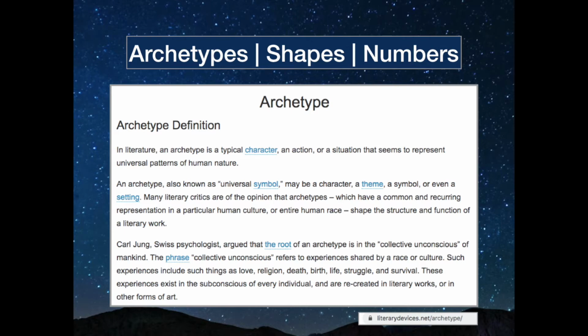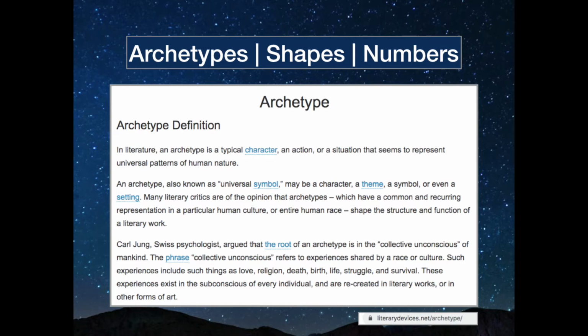Archetypes, shapes, and numbers. In literature, an archetype is a typical character, an action, or a situation that seems to represent universal patterns of human nature. An archetype, also known as a universal symbol, may be a character, a theme, a symbol, or even a setting. Many literary critics are of the opinion that archetypes, which have a common and recurring representation in particular human culture or the entire human race, shape the structure and function of a literary work.